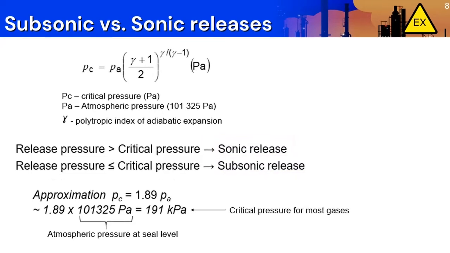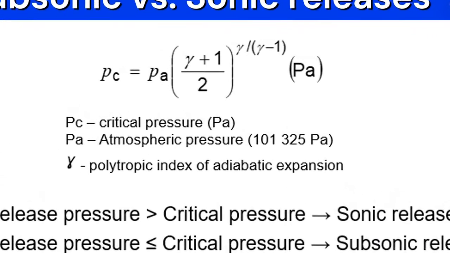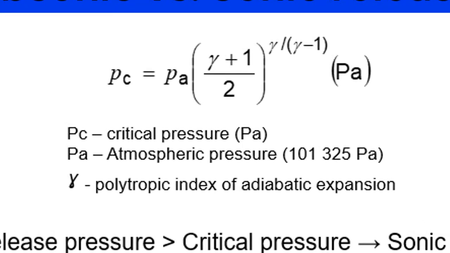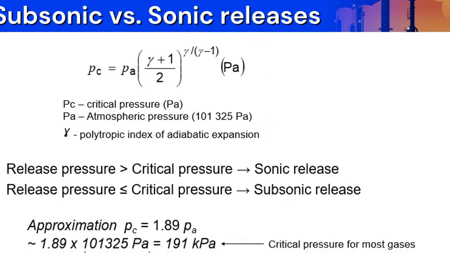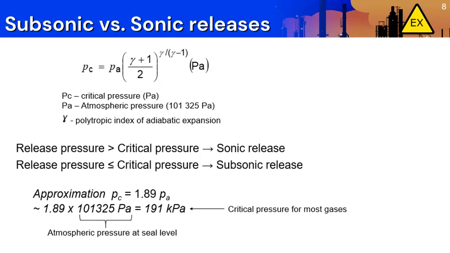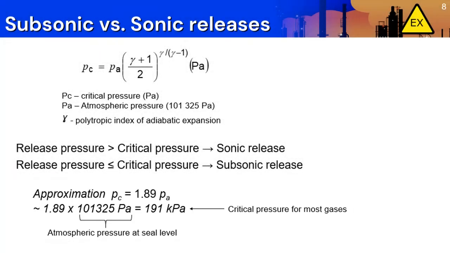The critical pressure for a gas can be determined by this equation. It's a function of atmospheric pressure and the polytropic index for the gas. The polytropic index ranges between 1 and 1.4 for most gases. A good approximation for critical pressure that works for most gases is to multiply the atmospheric ambient pressure by 1.89. At sea level, this works out to a critical pressure around 191 kPa. Any gas release that exceeds this pressure will likely be sonic and evaluated as a high-pressure release.